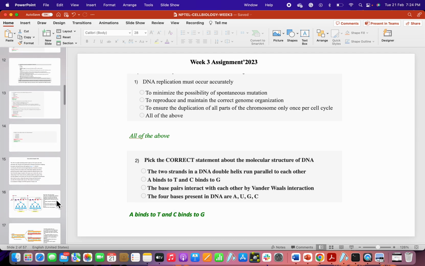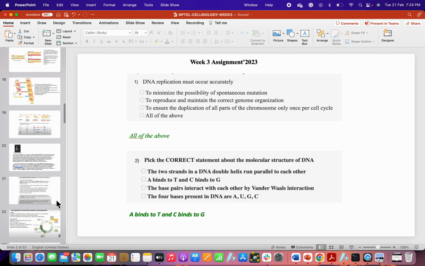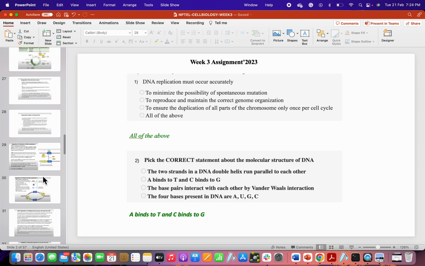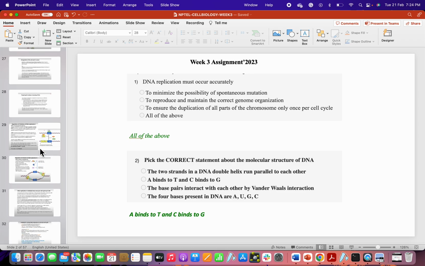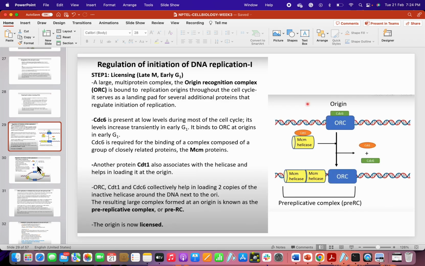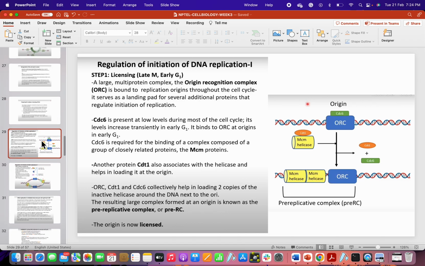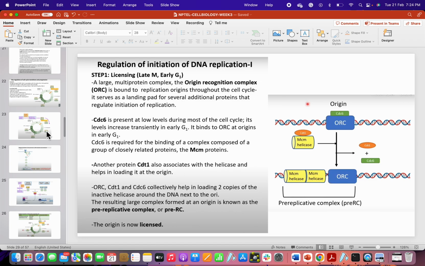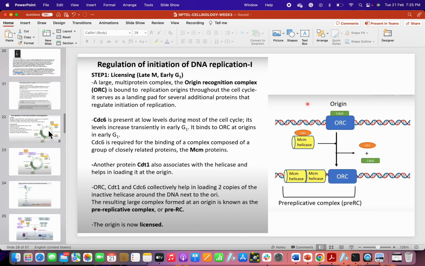What are the enzymes involved in DNA replication, ma'am? Yes. So I will cover that. DNA polymerase 1, DNA polymerase 2 and DNA polymerase 3. So what does DNA polymerase 3 do? It will help in synthesizing the leading strand and lagging strand.